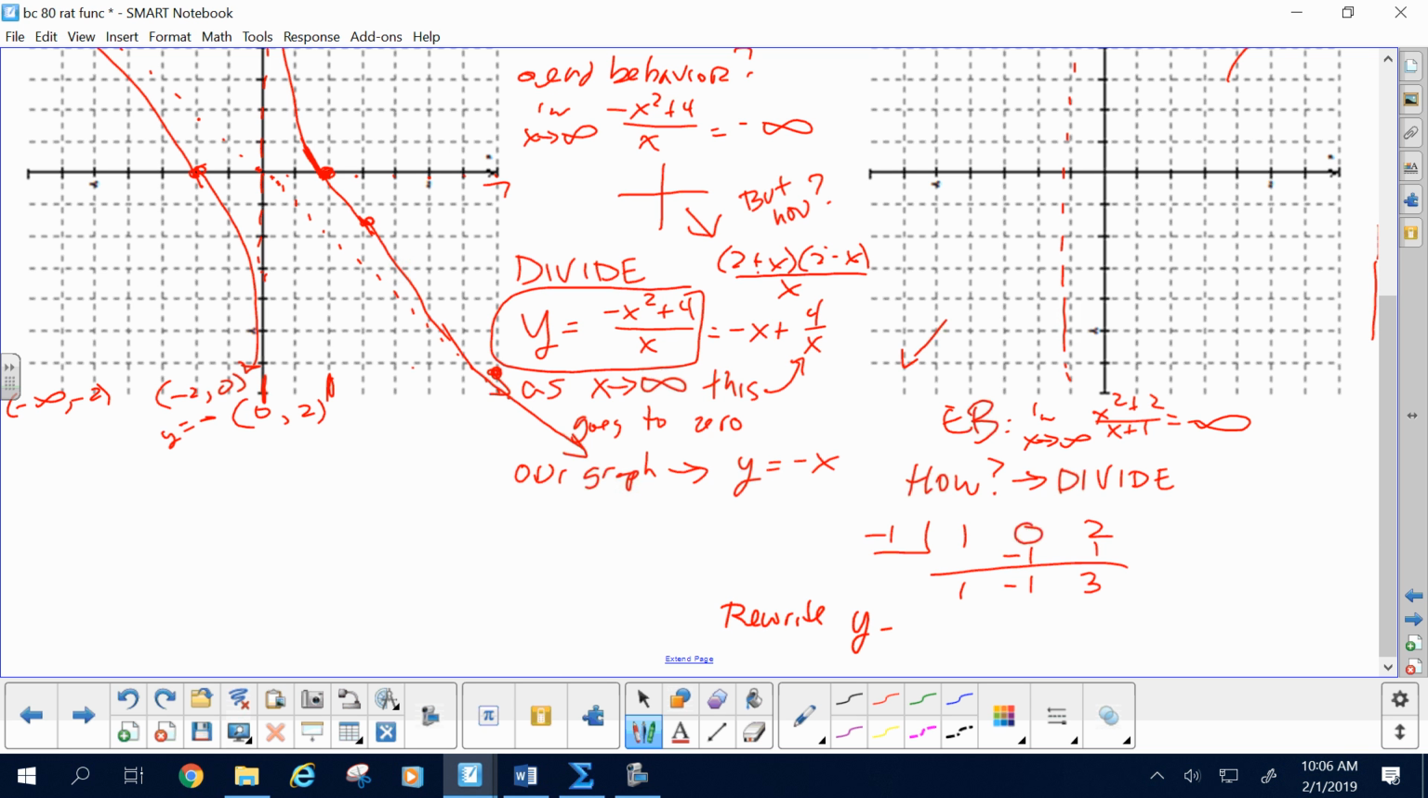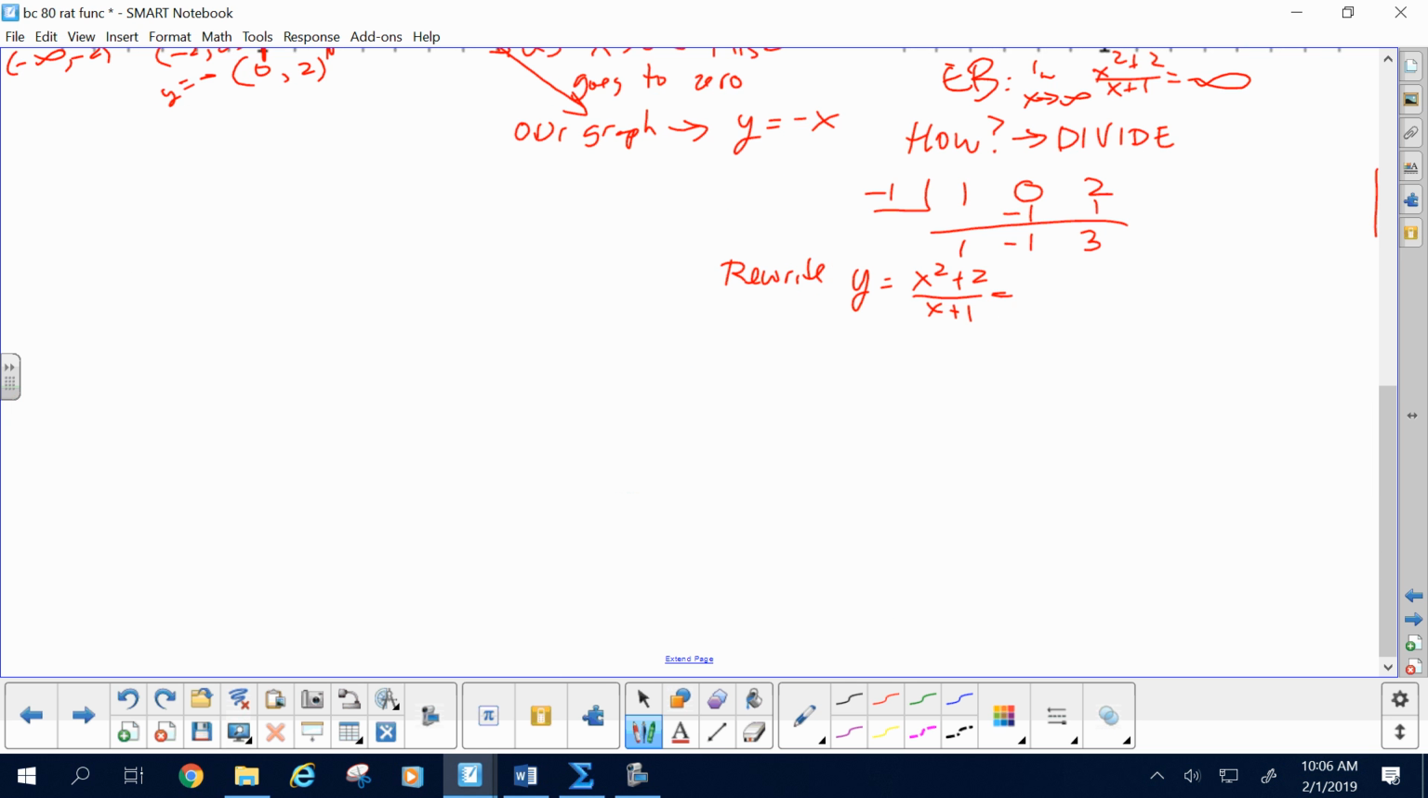We just took the original problem, x squared plus 2 over x plus 1, and we could rewrite it after dividing as, what does this tell me? X squared divided by x is x. X minus 1 plus 3 over x plus 1. That's the remainder, okay? It reduces in power when you divide. X squared divided by x should be x when you divide.